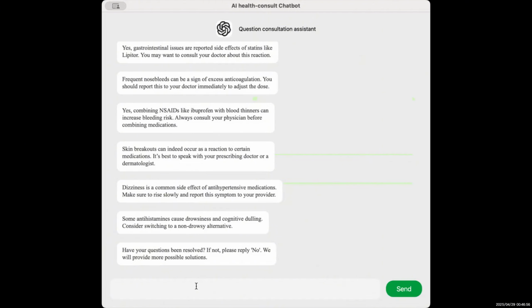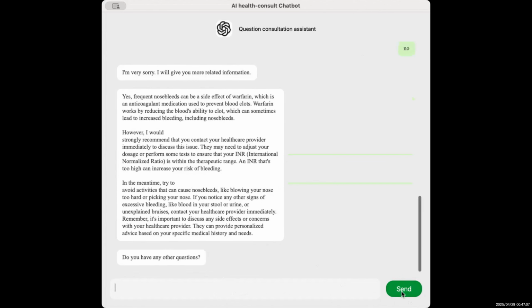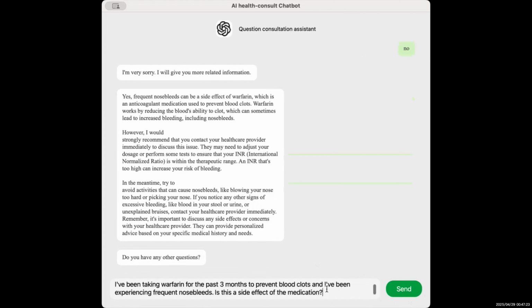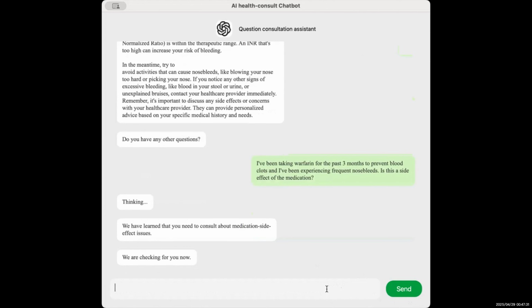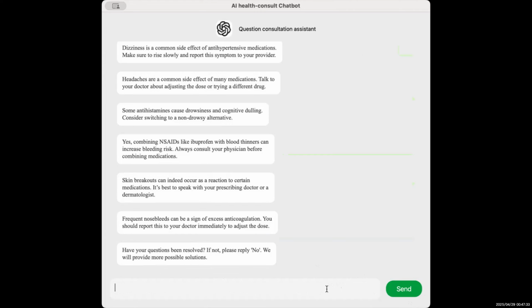If the user says no, the chatbot refines the question based on feedback, digs deeper into the knowledge base, and provides a more detailed and personalized answer. And then the user can begin the next consultation. This process ensures our chatbot offers fast, flexible, and high-quality support for a wide range of health consultations.